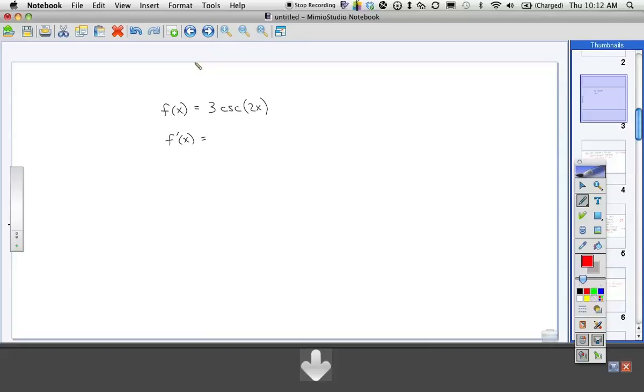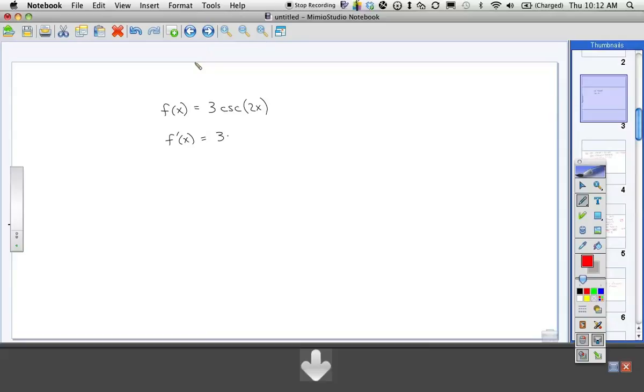Well, there's a couple things we learned last chapter that still are true. When you have a 3 sitting out in front, what do you do with it? You leave it there. Can we do this one without the new rule, just to check it? Yeah. Sure. So we can see it. Yep. So let's finish it with the new rule.